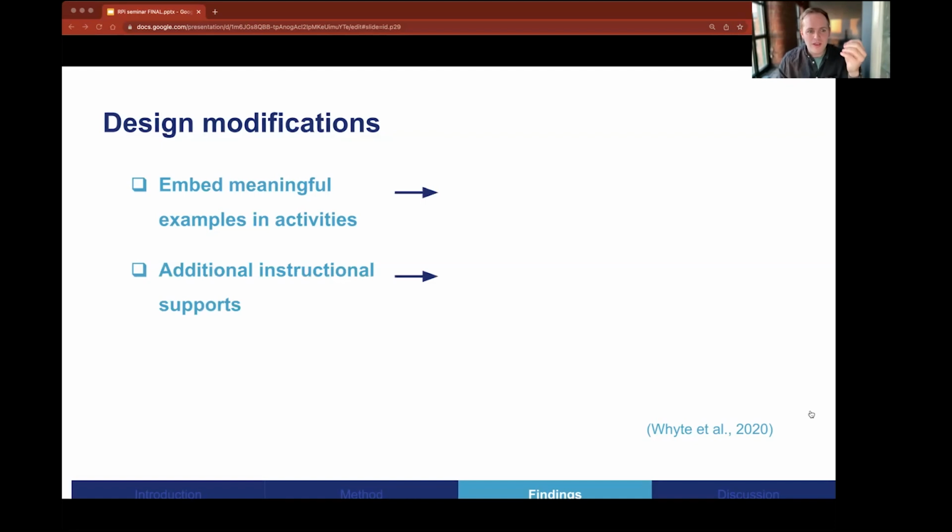So we embedded more meaningful examples into activities. Well, why would I use a loop? Oh, because I can do this kind of animation, or I can do this kind of activity.